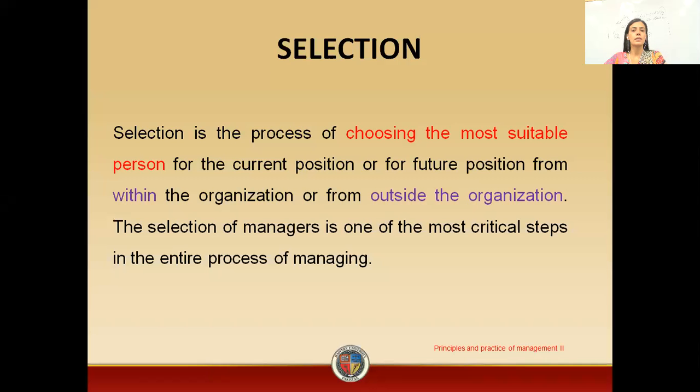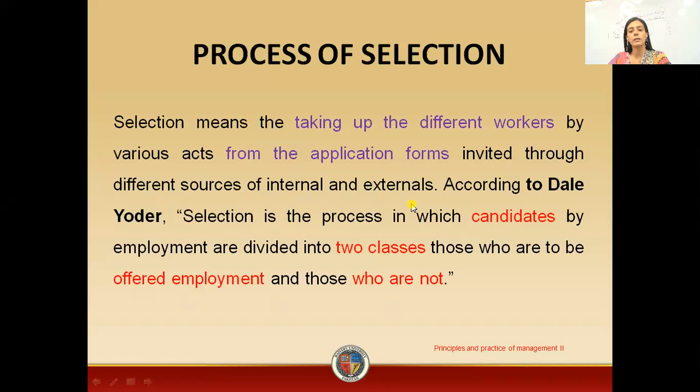Now students, in this video we will discuss what selection is and what the process of selection is. As we have already discussed in our previous videos, selection is the process of choosing the most suitable candidate or individual for a particular job. This candidate may be from within the organization or from outside the organization. The ultimate purpose of selection is to choose a competent and qualified individual.